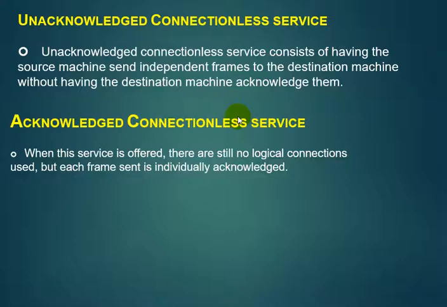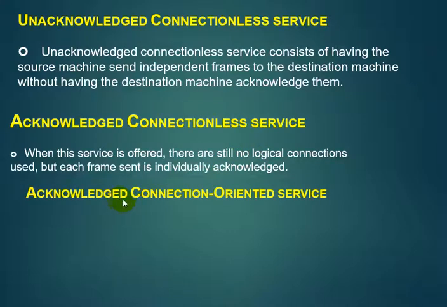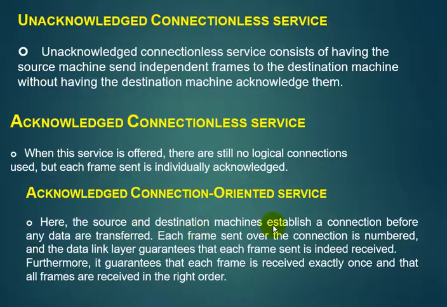Adding acknowledgement in the data link layer rather than in the network layer is just an optimization and not a requirement. Individual frames are acknowledged and retransmitted. Entire packets get through much faster on reliable channels such as fiber, so the overhead of a heavyweight data link protocol may be unnecessary, but on wireless channels with their inherent unreliability it is well worth the cost. And the third one is acknowledged connection oriented service. Here the source and destination machines establish a connection before any data are transferred.